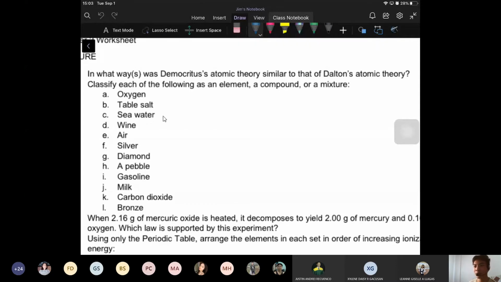Seawater. Jaziel: Mixture po. Mixture. What are the things mixed in salt water? Let's give examples. Water. What else? Salt. What else? There are many things mixed in seawater: water, salt, minerals, planktons. All of those are included. They are mixed in the seawater, but the phase is the same, so it's a mixture. Homogeneous mixture. How about wine?